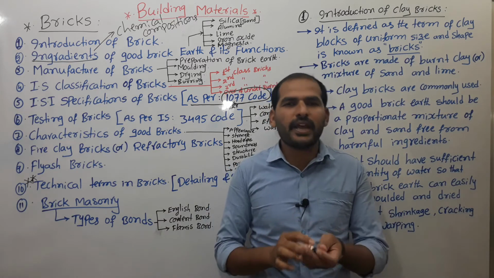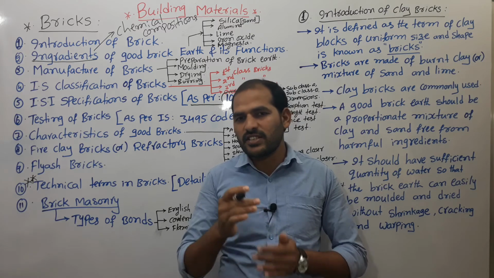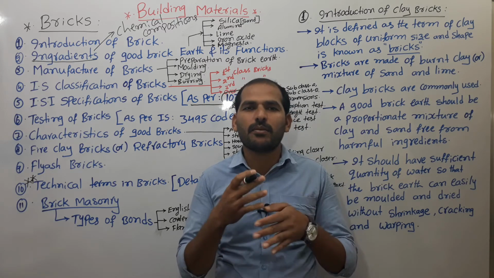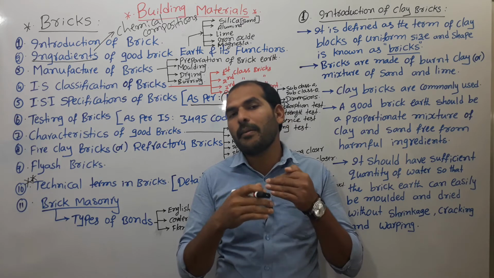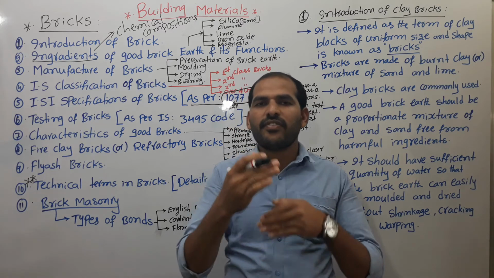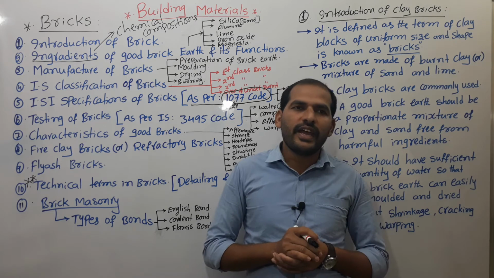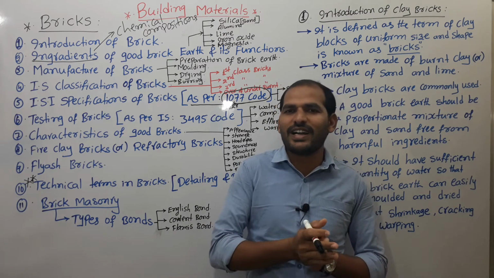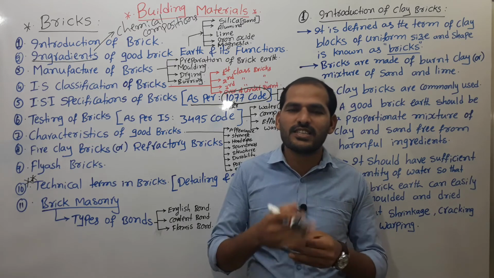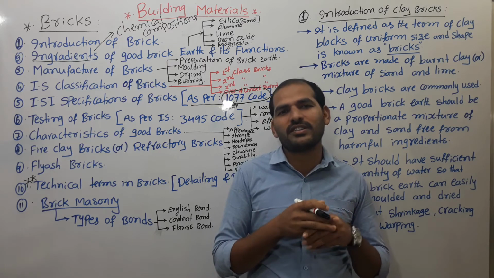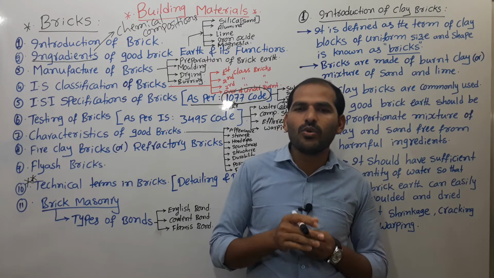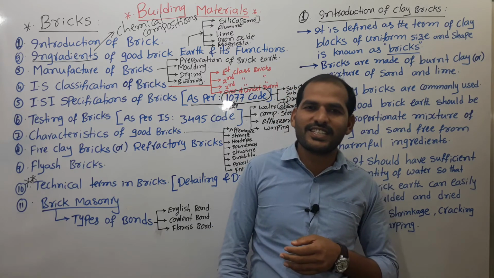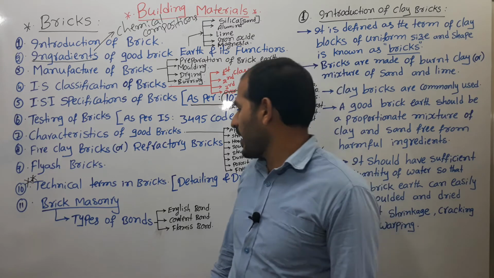And if you take brick masonry, in brick masonry, if you take the bonds, that is English bond, Flemish bond, like that, different bonds are there. English bond is the common bond used for all types of construction. So what is English bond, what is Flemish bond? How the brick wall is constructed based on these bonds, we will discuss in the next video, right?